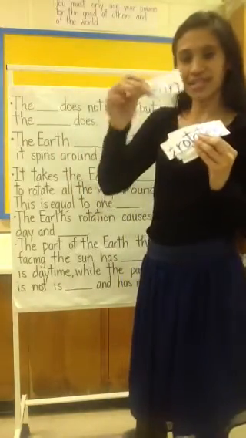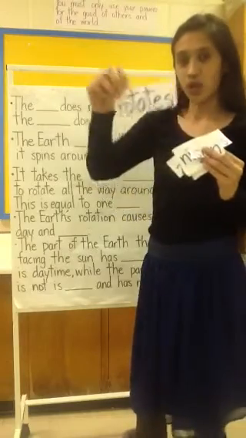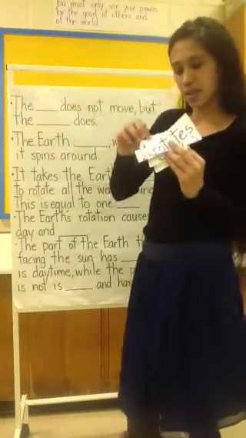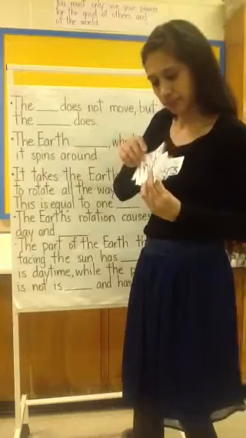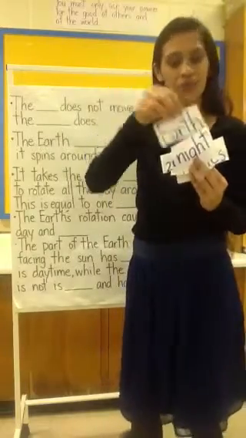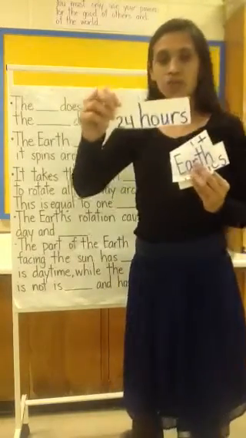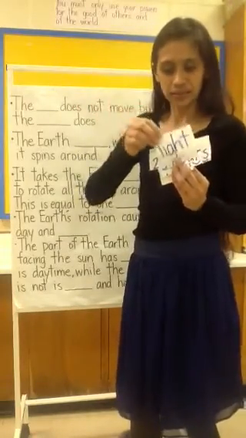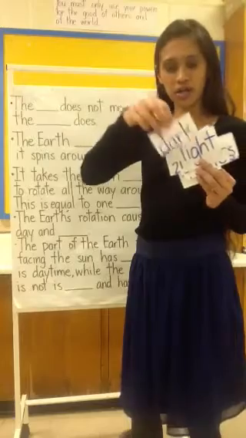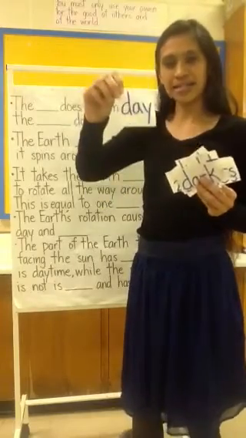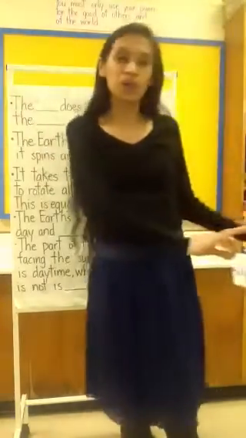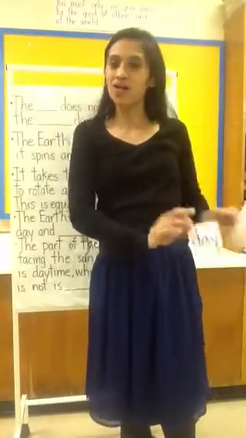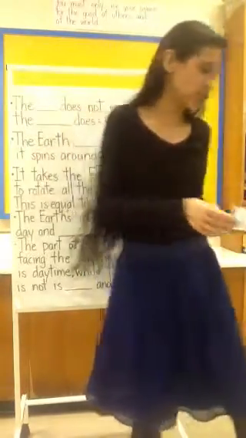We have the word sun, rotate, night. We have the word earth, 24 hours, light, dark, and day. So what I'm going to do is I'm going to put the words on the table, I'm going to lay them out, and we're going to go ahead and get started.